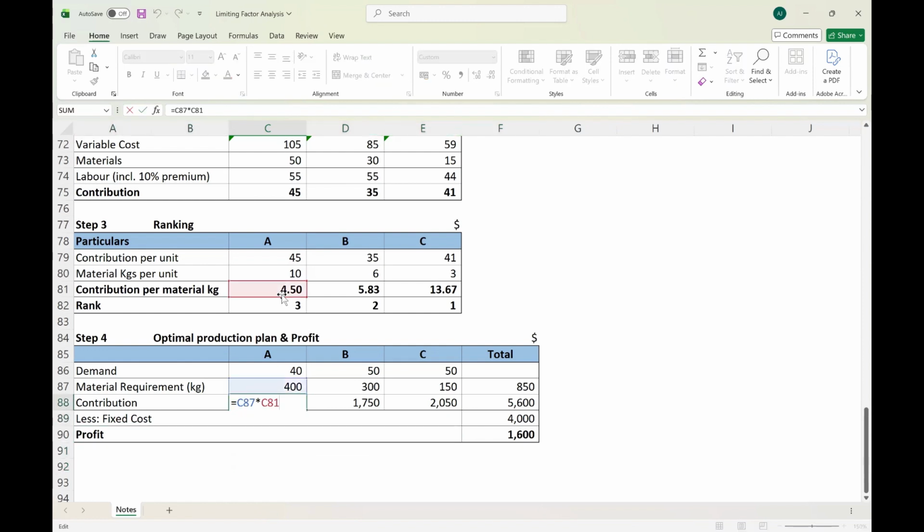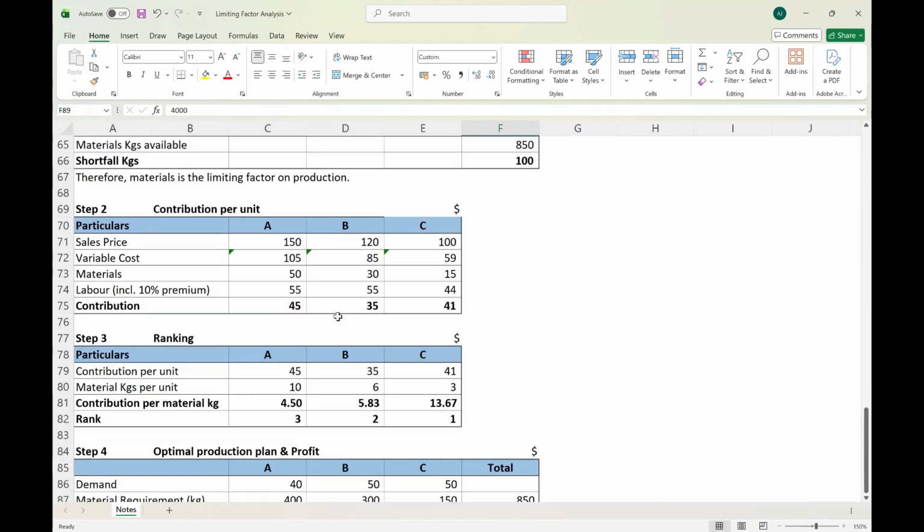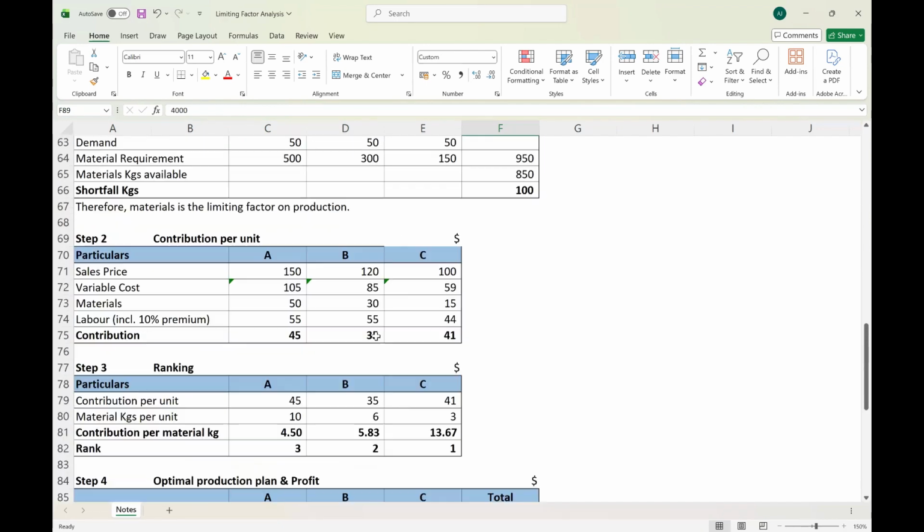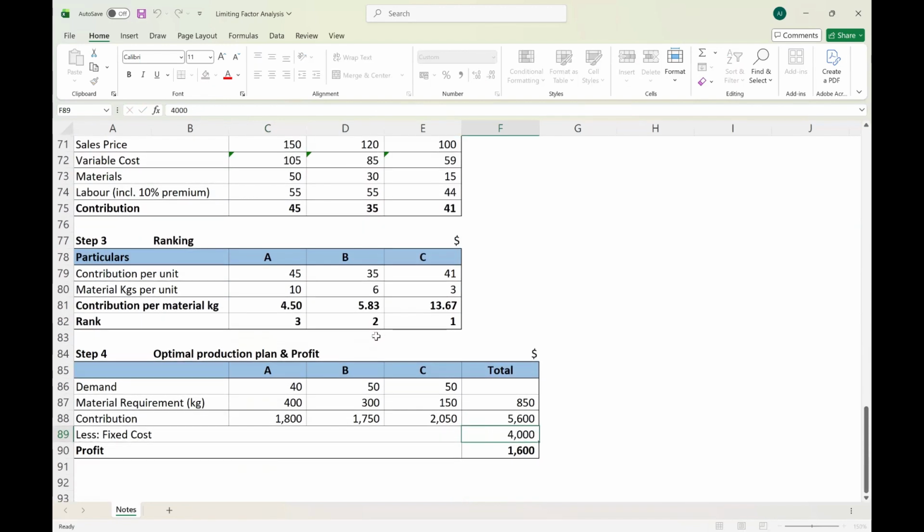So I've got the contribution here, 400 into 4.5, 300 into 5.83, 150 into 13.67. So the total adds up to what? 5,600 less fixed cost given in the question. Look at this fixed cost of $4,000. So I've taken fixed cost as it is and I get a profit of $1,600. This is the way to allocate resource when you are faced with a limiting factor scenario.